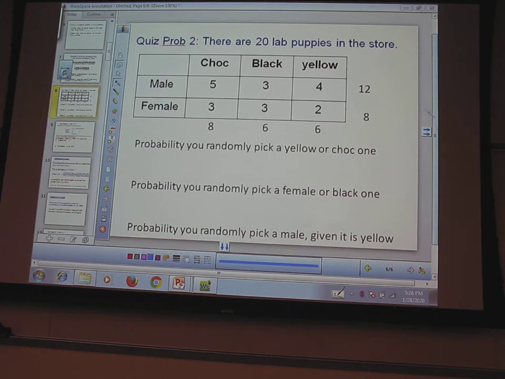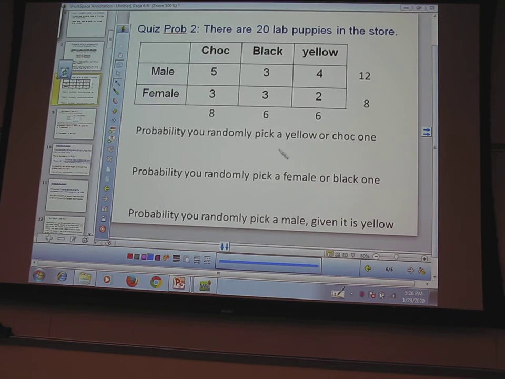All these puppies are equally likely to get picked. What's the probability we pick a yellow lab or a chocolate lab? Are they mutually exclusive? Do they have anything in common? Can you be a yellow lab and a chocolate lab at the same time? No, so they're mutually exclusive. You guys remember that was the last thing we covered last class? Mutually exclusive, nothing in common, so you can just add their probabilities. So this would be 6 plus 8 over 20, 14 over 20.